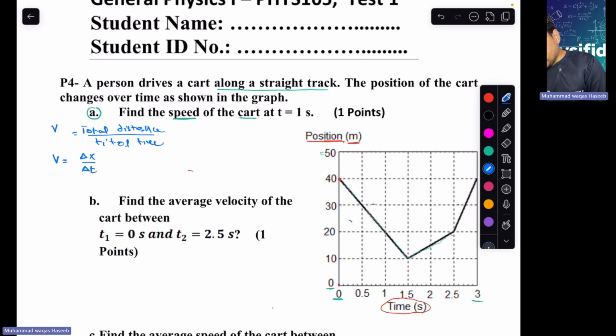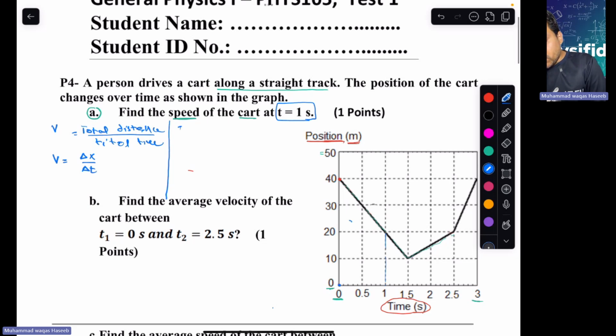He asks you to calculate the speed at time t equals 1 second. So he starts at this time and he wants us to calculate the speed at 1 second. When he starts, the time begins. So how do you find the velocity from the position versus time graph? You take a slope.